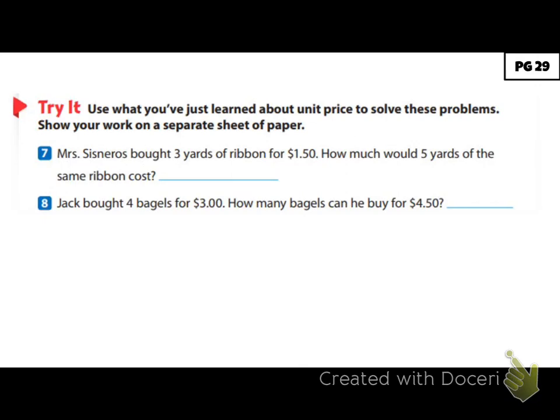Okay, now I want you to use what we just talked about up above about unit price and work out number 7 and number 8. Remember, pause the video, take a few moments, work them out, and then resume the video for the answers.